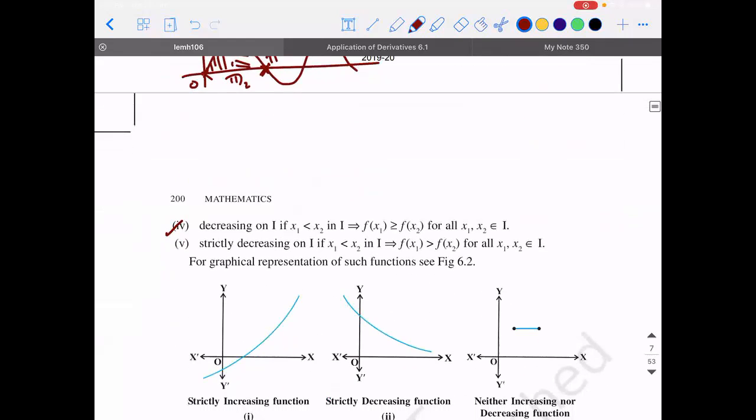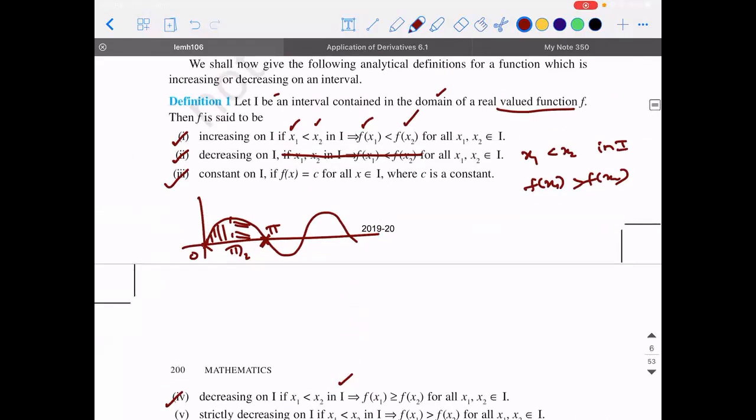Next, this is what they have given. So what I wanted to say is, there are two types of increasing and decreasing that they speak about. One is simply called increasing, and one is called strictly increasing. We need to understand what it is.